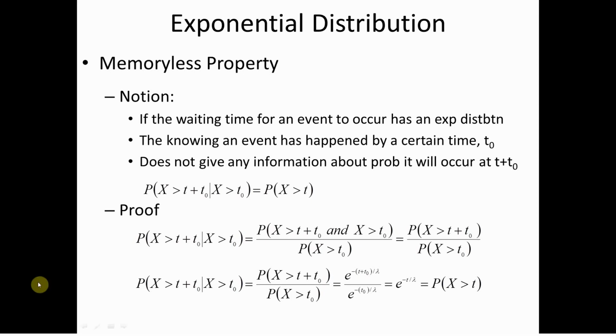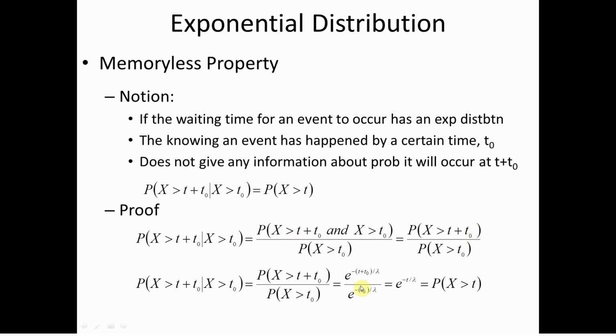If I write this in terms of conditional probabilities, it says, okay, given that x is greater than t naught, the probability that it's greater than t plus t naught is the same as the probability that x is greater than t. This shows us that they're independent, right? And you can prove this. I'll let you go through the proof, but if we use the definition of conditional probabilities, we get our first line here. Obviously, these two events are the same as x is greater than t plus t naught.